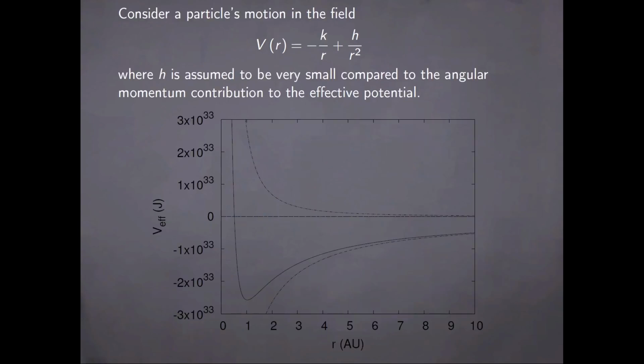Another type of perturbation that we can discuss involves the motion of a particle in the field given by the Kepler term, to which we add a constant h divided by r squared. So this would be a potential varying as the inverse square of the distance. And again, we are assuming that h is very small compared to the angular momentum contribution to the effective potential. So this is going to be a small correction to the unperturbed motion, which is given by the standard Kepler problem.